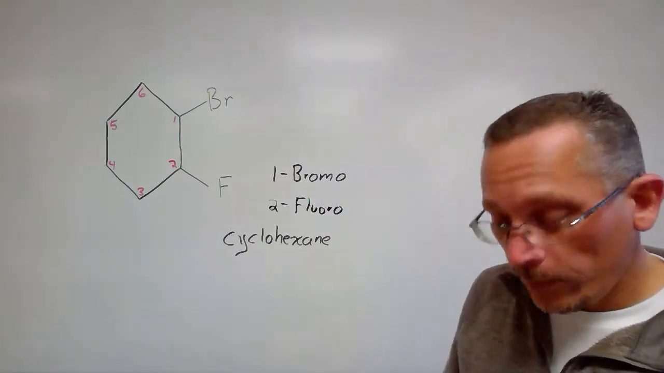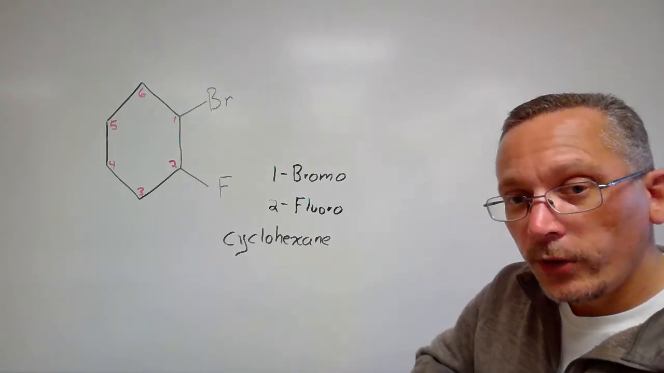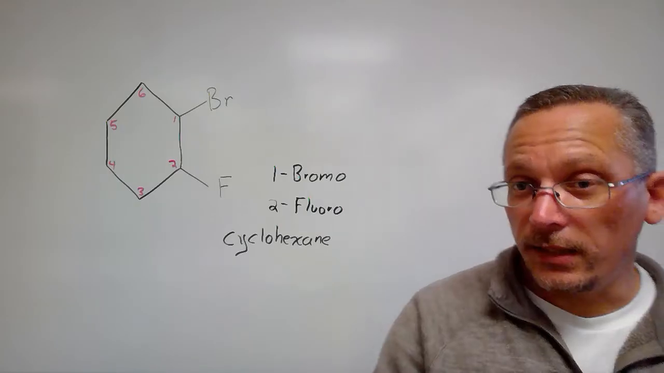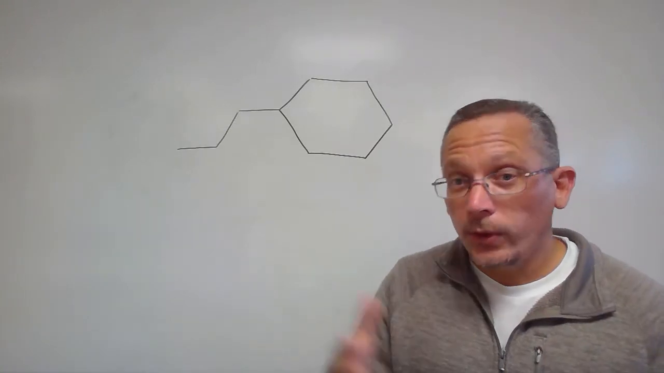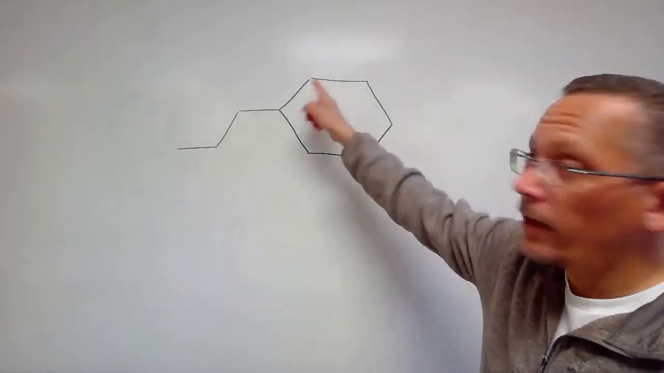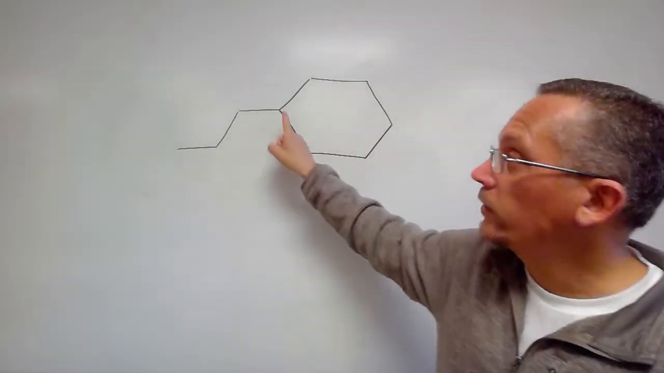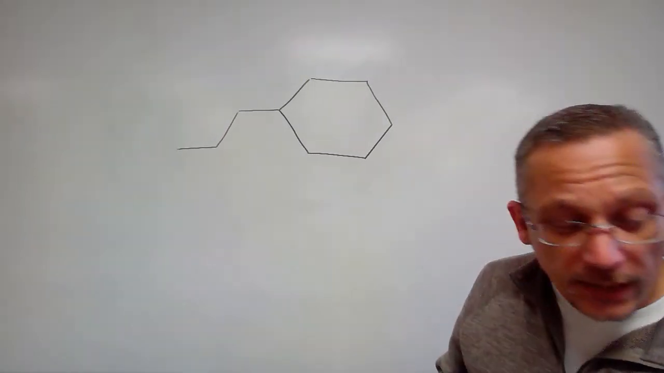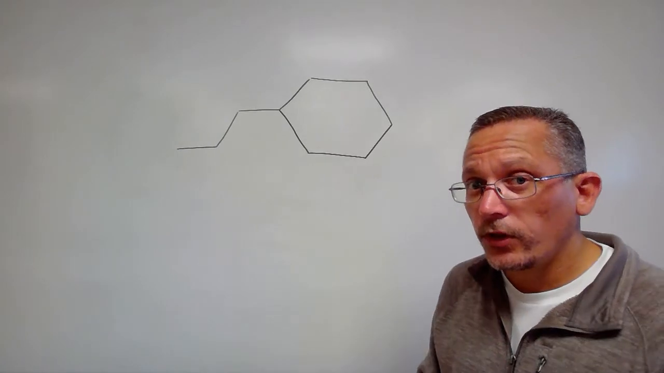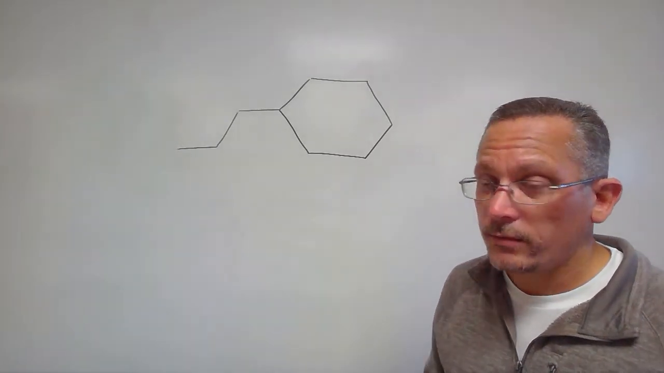2 fluoro. So that guy right there is 1-bromo-2-fluorocyclohexane. What if we have a carbon ring attached to a carbon chain? So here I have a carbon ring that's attached to more carbon atoms, right? Well, you can look at it in two different ways. There's really two different correct ways that you can name this, okay?